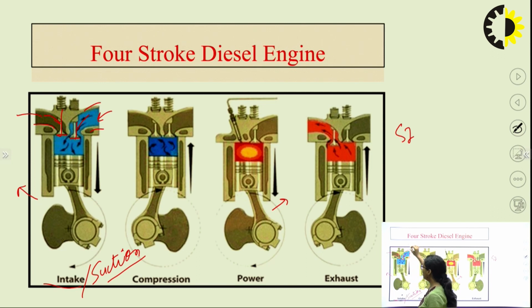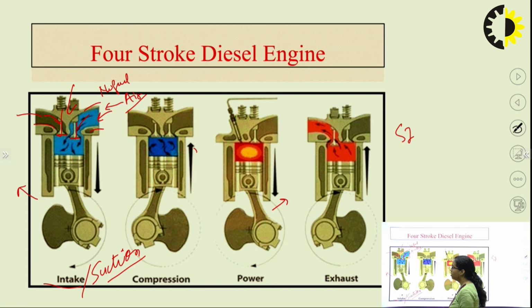In SI engine, a spark plug is mounted over the cylinder head, but in the case of CI engine, no spark plug is provided. So first, the inlet valve opens and the exhaust valve remains closed in this stroke. So what happens here? As we are studying the CI engine, no fuel is supplied in this case, only air is supplied. What is the difference between SI and CI engine?